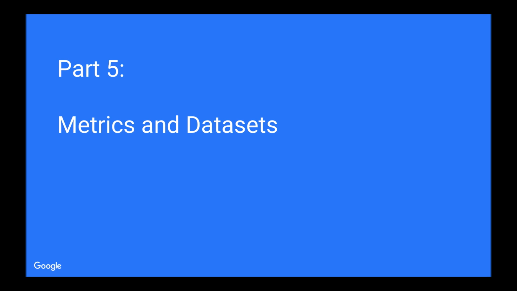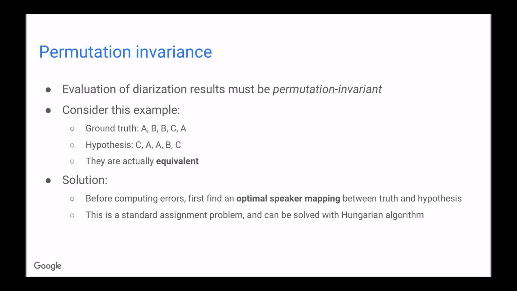Okay, we've talked about speaker embedding and the clustering algorithms. Now let's talk about metrics and datasets for diarization. The biggest difference between the evaluation of diarization and the evaluation of other systems is that the metric must be permutation invariant. Let's consider this example.